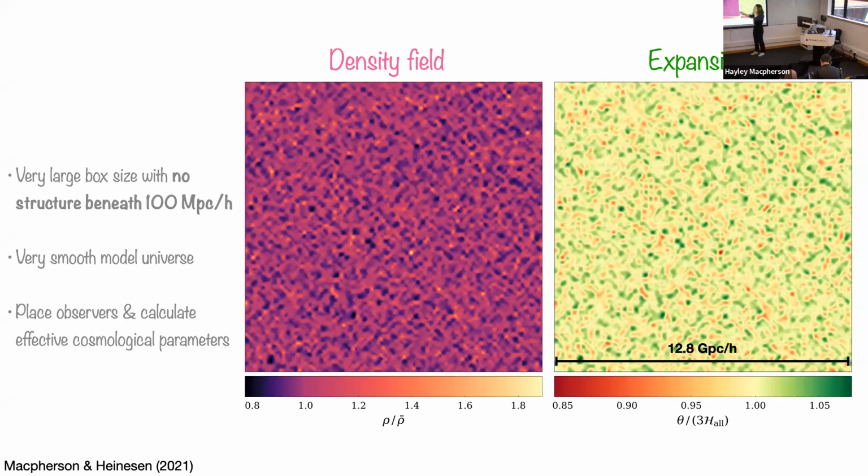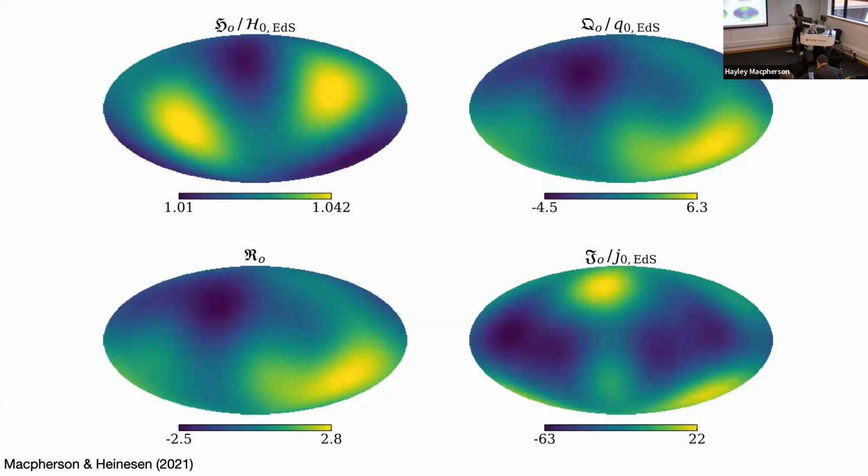And so now what we wanted to do was to place a set of observers within the simulation. And for each one of those observers, calculate these effective cosmological parameters in a fully general scenario and compare them to their FLRW counterparts and see how large some of these anisotropic effects may be. And so here it's just for one observer, for example. And so what we're looking at here is an all-sky map, a Mollweide projection of these effective cosmological parameters relative to their FLRW counterparts for just one observer in a simulation.